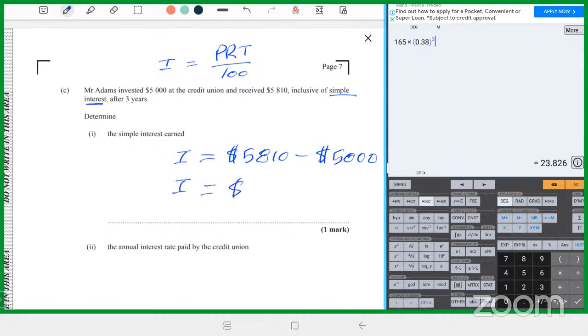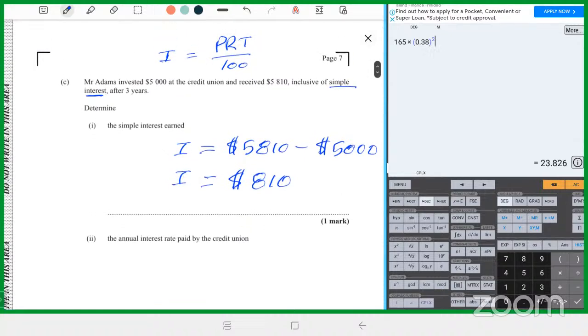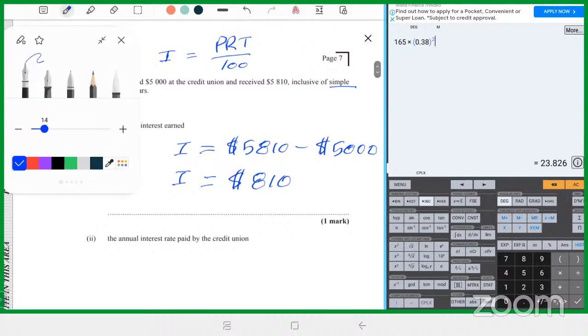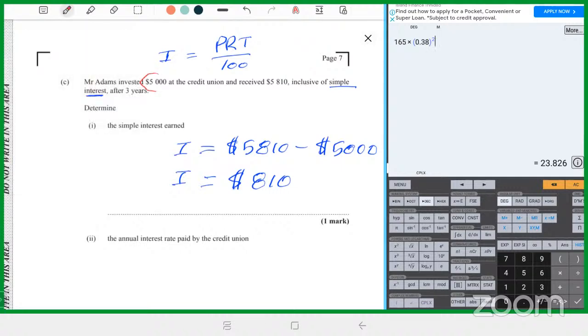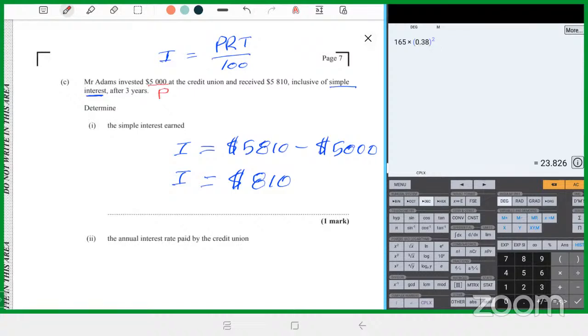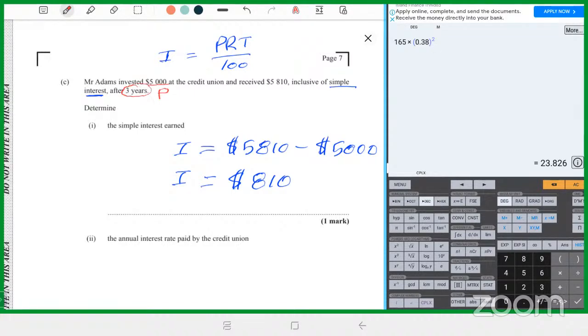This becomes 810. So we know this value is 810. If we were to pick out some of the other information from here, this amount is your principal, the amount that was invested. So that is your P. This is your time in years, so that is your T. I will just calculate it from this information that the interest is $810.